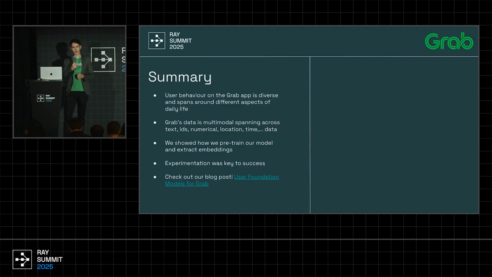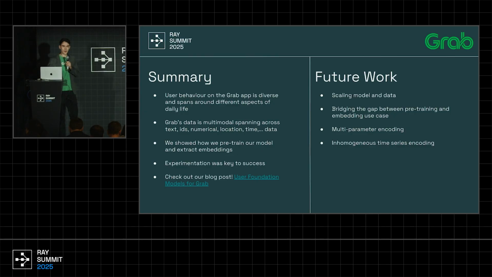We showed how we can pre-train our model and extract embeddings. And one of the important things is that if you build such a model from scratch, you need a lot of experimentation to make it work. If you want more detail, we have a blog post, so you can check that out. You can type that in, or if you have access to the slides, you can just click on the link. So the question is, what is next?